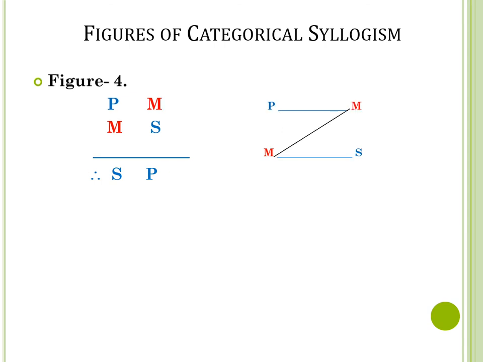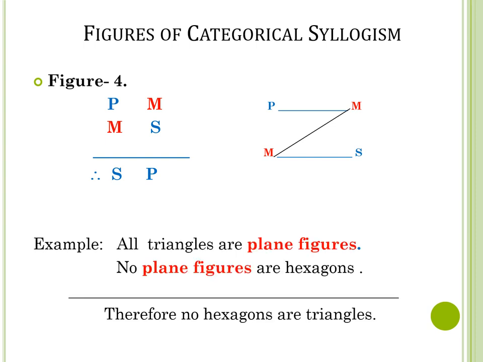Now we come to figure 4. It represents Z, where the middle term stands as the predicate of the major premise and the subject of the minor premise. All triangles are plane figures. No plane figures are hexagons. Therefore, no hexagons are triangles. Here plane figures is the middle term, which stands as the predicate in the major premise and the subject in the minor premise.